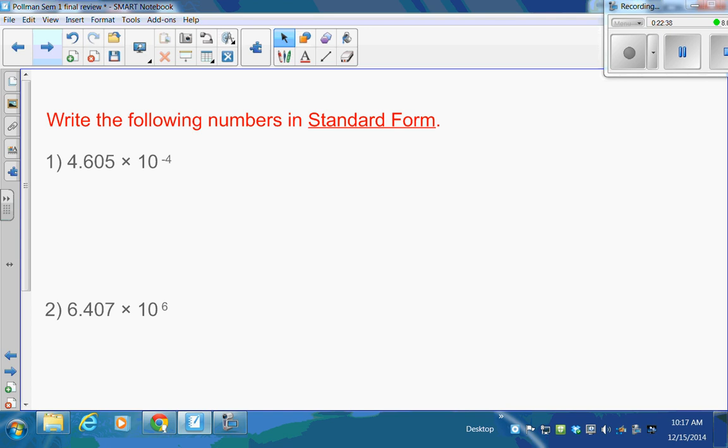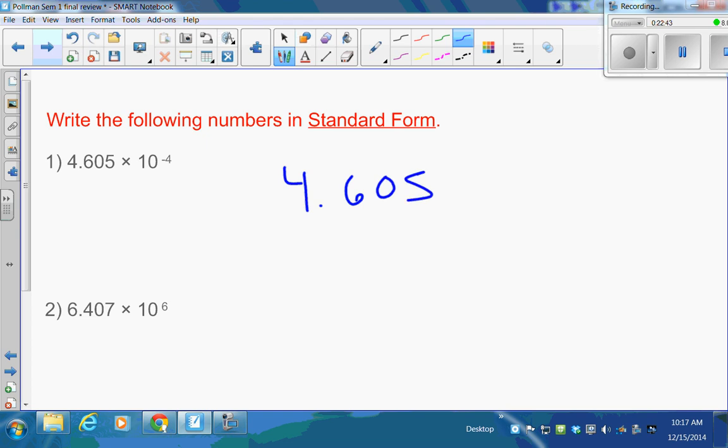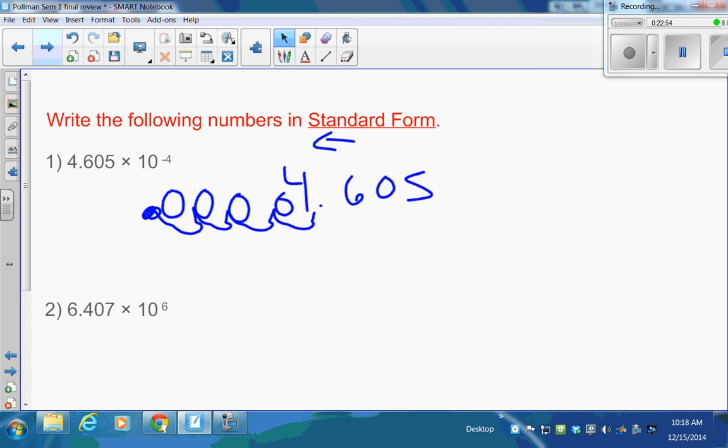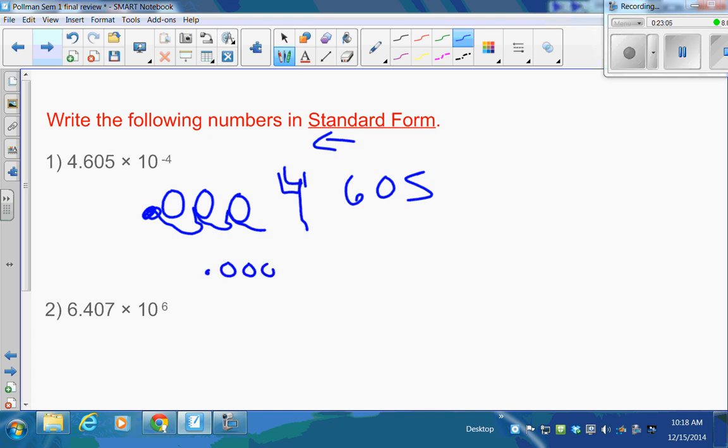Okay, so I have this number, 4.605. This first one tries to trick you. The negative direction is that way, so I move it 1, 2, 3, 4. Take that decimal out. Oops, I'm sorry. My board is freaking out. You should have that number right there. 0.004605 is your final answer. All I do is count.